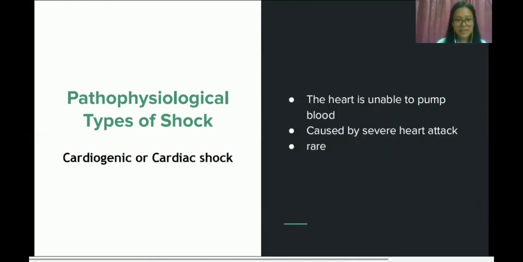The next one is the cardiogenic or cardiac shock. This one is a life-threatening condition in which your heart suddenly can't pump enough blood to meet your body's needs. The condition is often caused by a severe heart attack, but not everyone who has a heart attack has cardiogenic shock. Cardiogenic shock is actually rare, and it's often deadly if not treated immediately. But when treated immediately, about half the people who develop the condition survive.